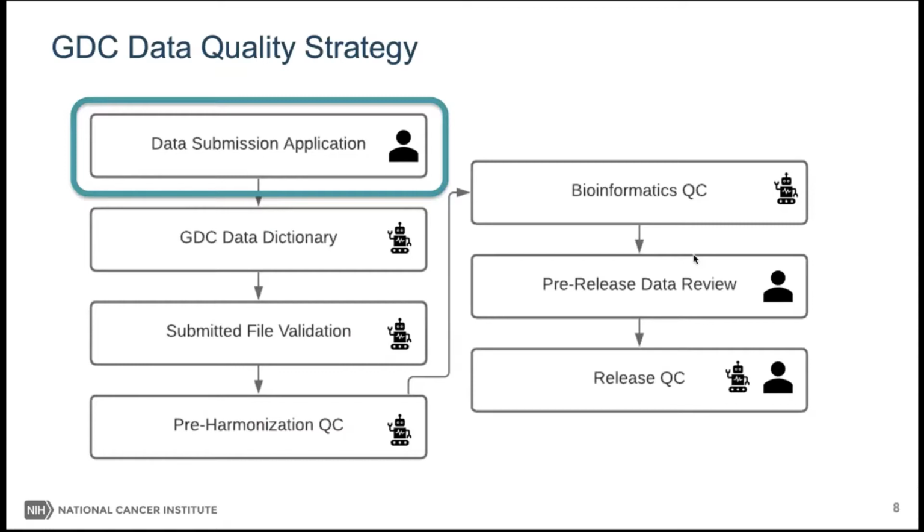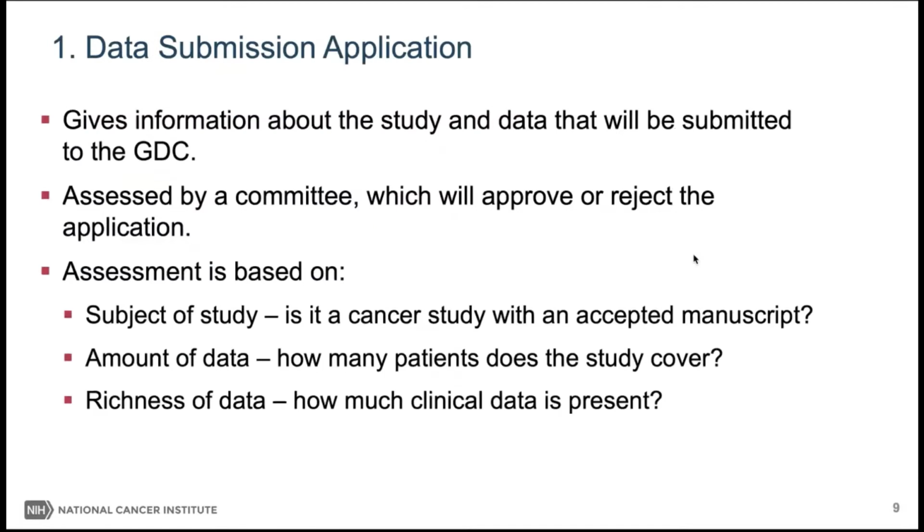Getting onto it, we have the data submission application. This is what you will send to the GDC if you have data that you think fits in the GDC and you would like to submit. The application gives information about the study and the data that will be submitted to the GDC. This is basic information like what is the dbGaP ID, what kind of cancer is coming in, what is the study about, who should we contact. Very basic things like that.